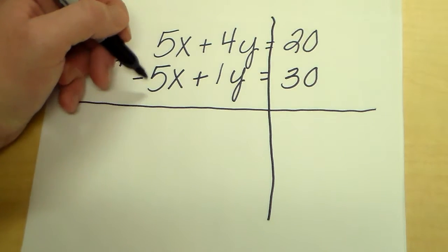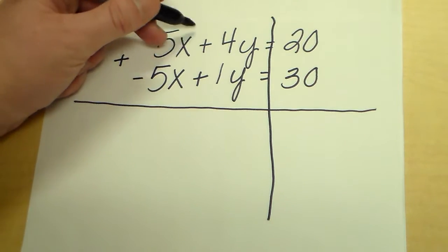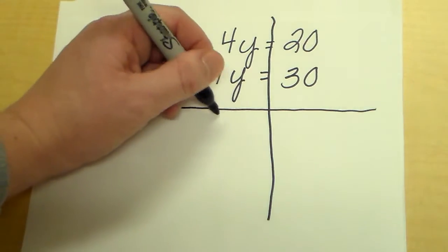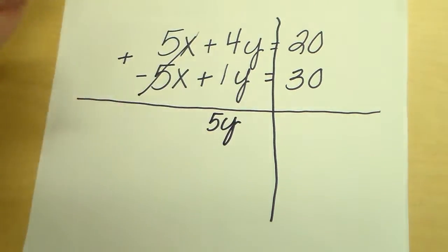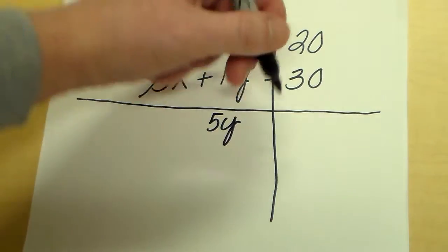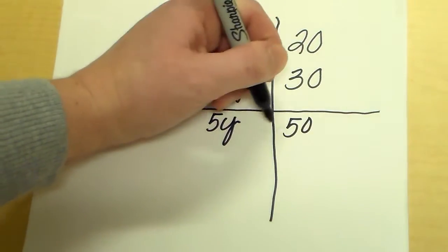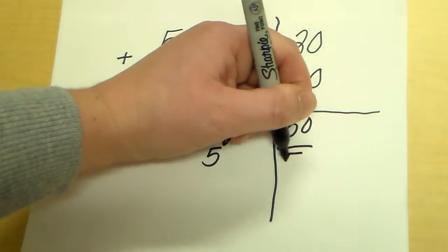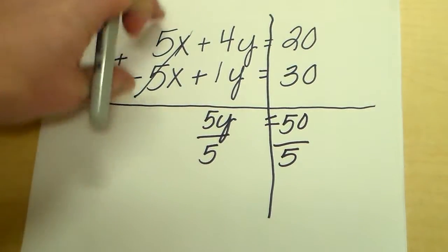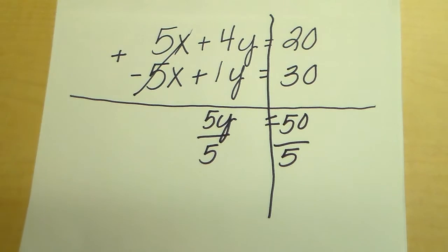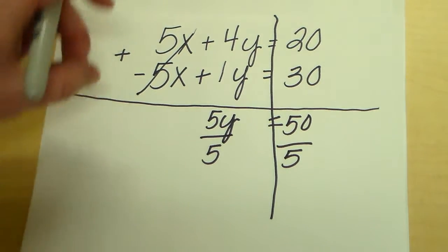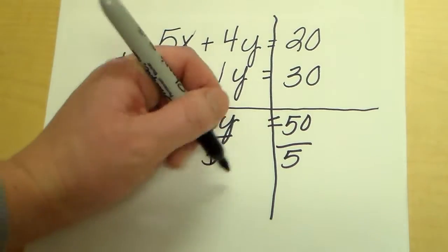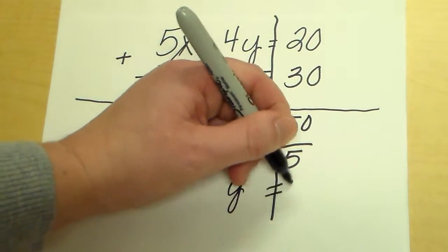5 plus a negative 5 is nothing, so those would be the ones that cancel out. 4 plus 1y is 5y. And then 20 plus 30 is 50. So this one was solved a little bit differently because our coefficients had opposite signs. In the last one, we subtracted because they were the same sign. Different signs, we're going to add them together. So last step here, I have y equals 10.